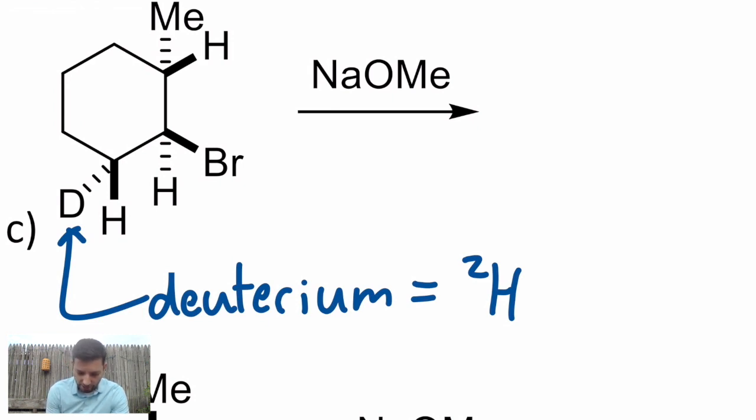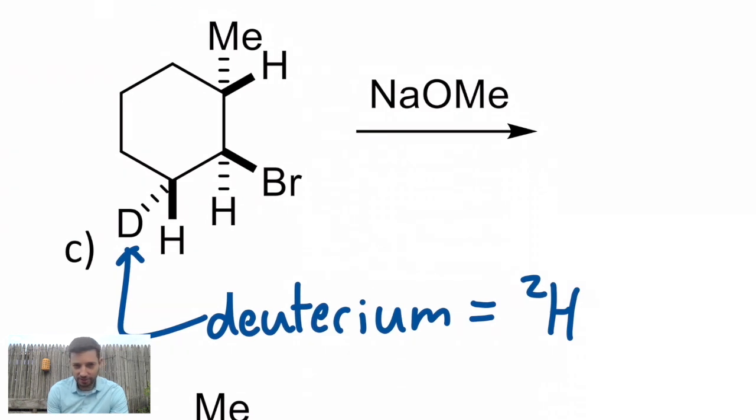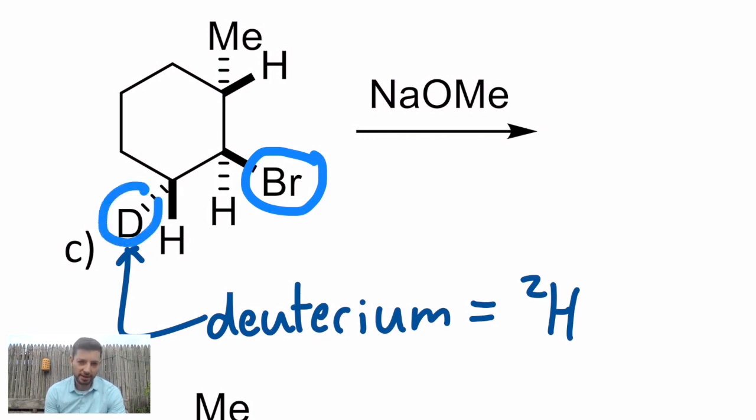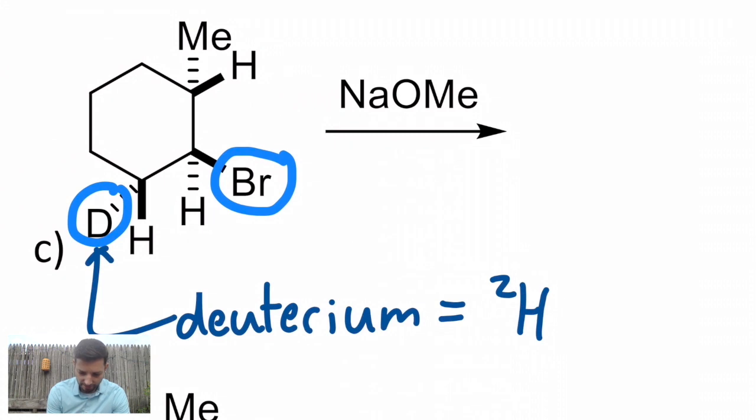So which hydrogen is anti to the bromine? Let's just start with that. We're restricted to a ring here. It's actually the deuterium. Deuterium chemically behaves just like hydrogen, but we can track it using spectroscopic methods.